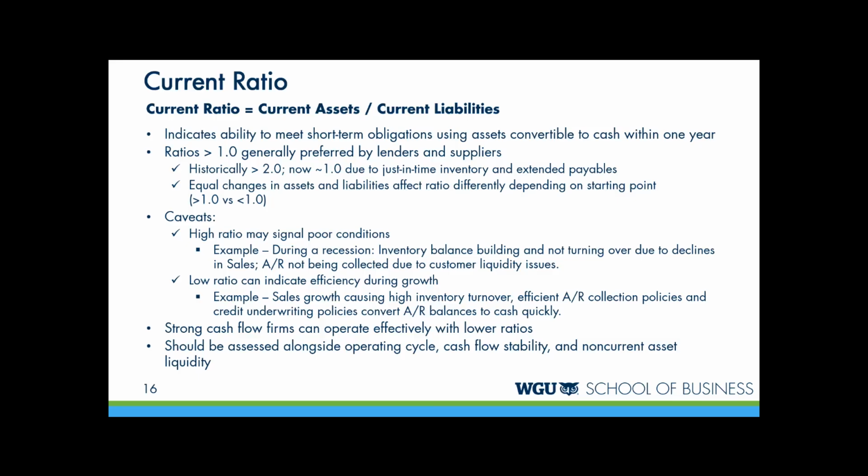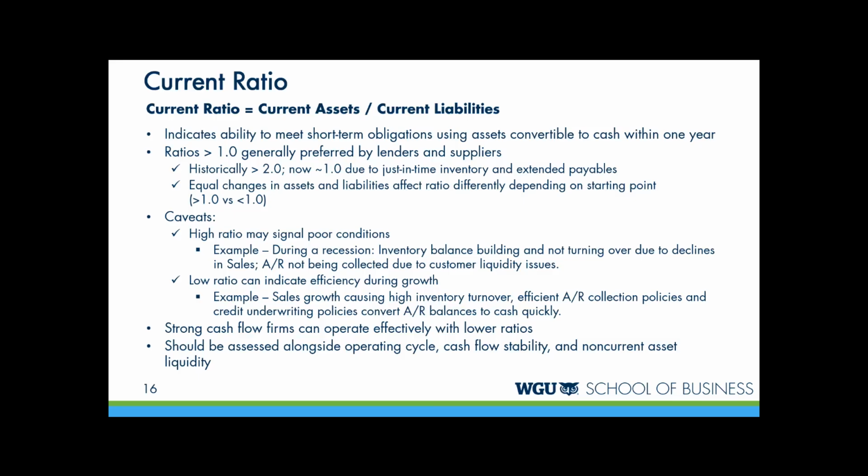Okay, on the flip side of the coin, a low ratio can also indicate that we're actually efficient during growth phases. The example I point to is if we have rapid sales growth, we're going to be turning inventory over fast. So our inventory levels may be low, causing that current ratio value to decrease. Same thing if we're rapidly collecting our accounts receivable. If that accounts receivable balance remains low, yep, we're turning things over into cash, but we're probably going to be spending that cash to reinvest in the firm.